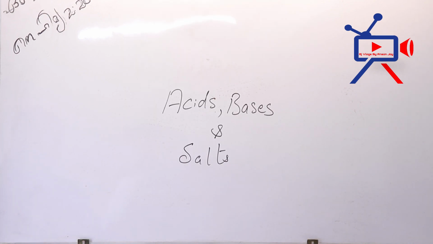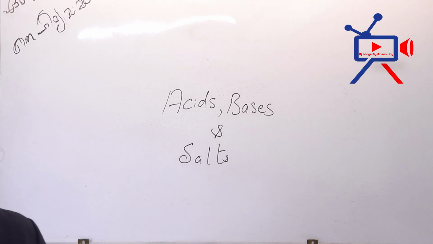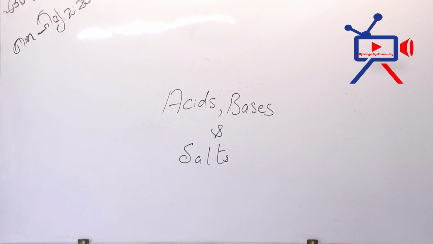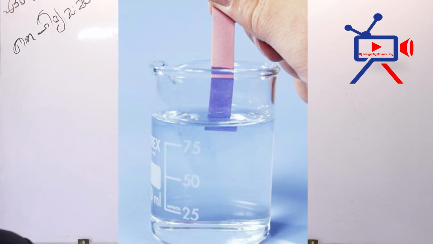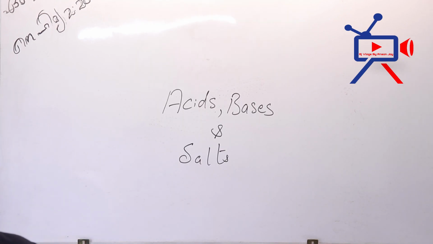Then what about a base? A base is bitter in taste. Anyway, we don't taste a base, but if soap water goes inside by mistake, you know it is bitter in taste. And litmus changes its color from red to blue in a base. It is easy to remember: red is dangerous. So acid turns blue litmus to red.